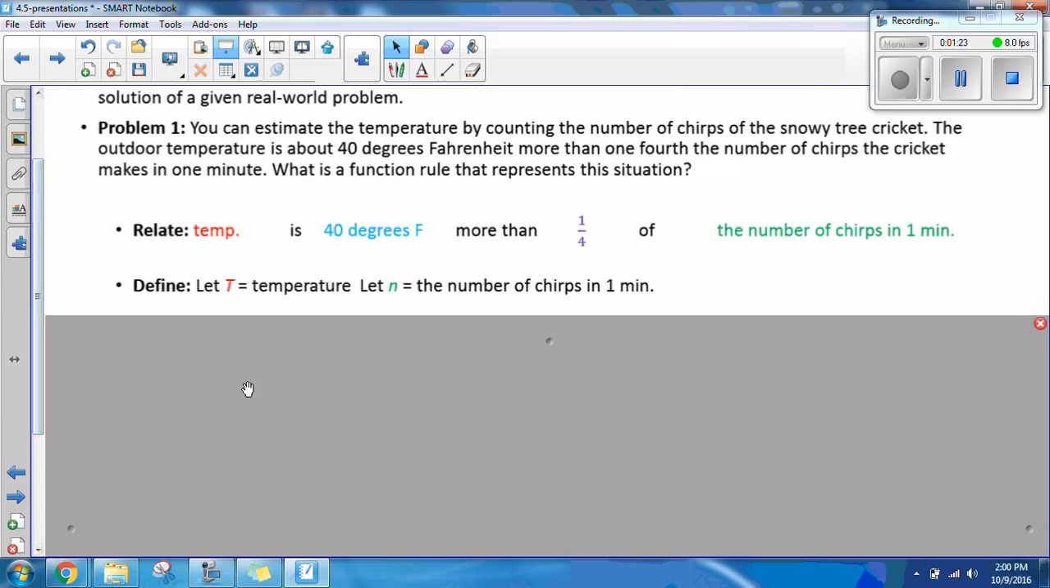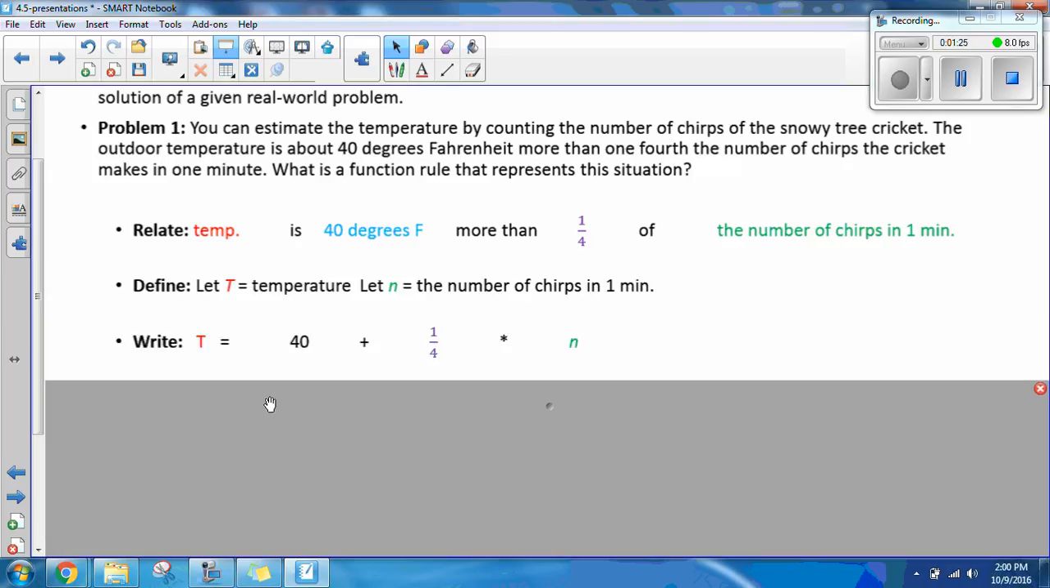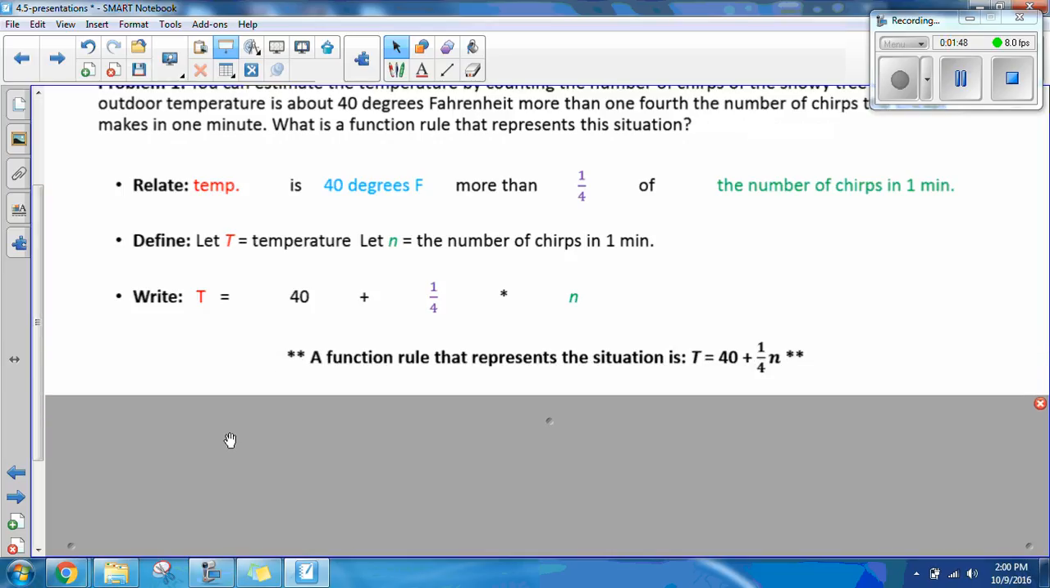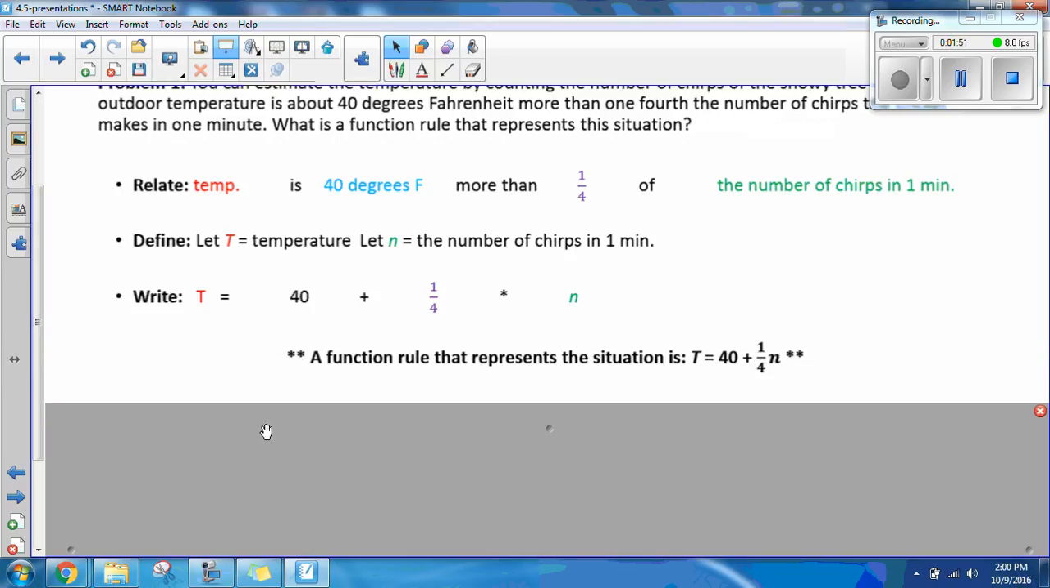Once you've defined your variables, you can replace them into your sentence and start creating your equation. So we can say, the temperature is equal to 40 more than, so plus, 1/4 of, meaning multiply, the number of chirps in a minute. So now you can say that the function rule that represents the situation is t equals 40 plus 1/4 n.